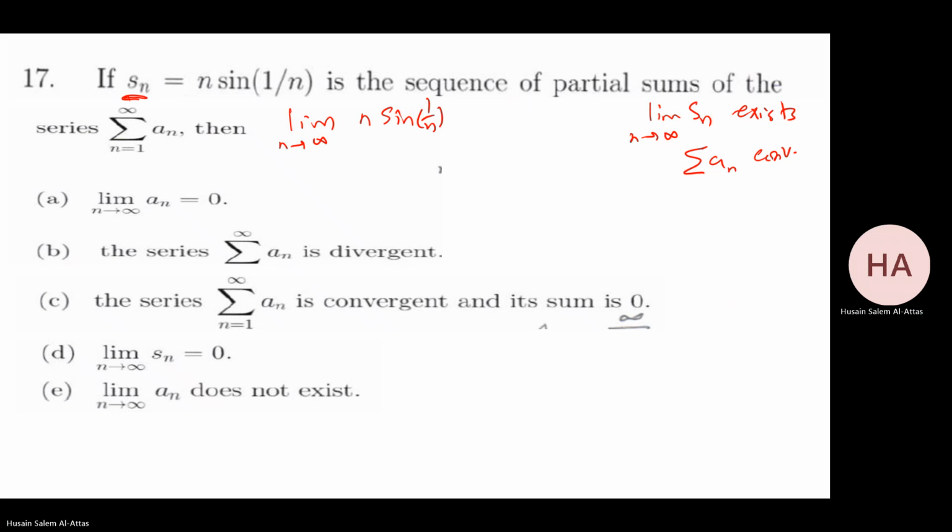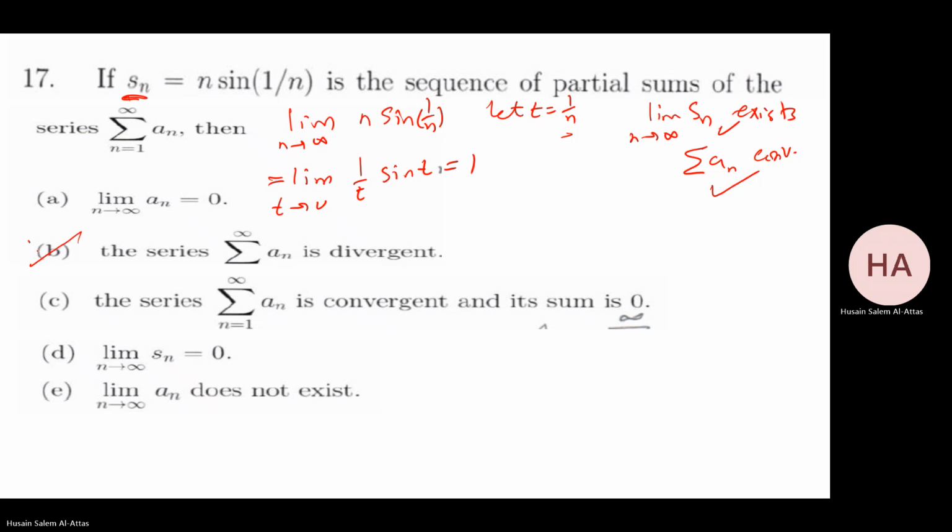Sine 1 over n. Okay, how to find this limit? I need to manipulate it a little bit. I let t be equal to 1 over n. So I have the limit as t goes to 0: if n goes to infinity, then t goes to 0. This is sine t over t, which I know. This is 1. So the limit exists, that means the sequence converges. Or the series, I mean the series converges.